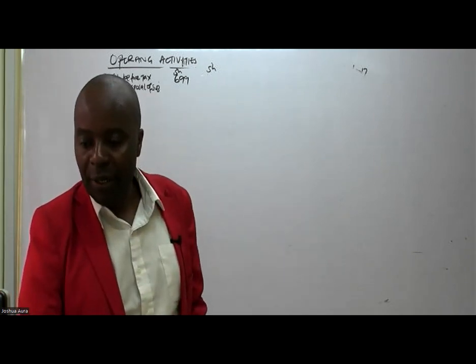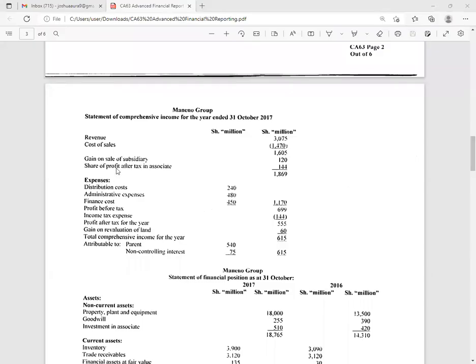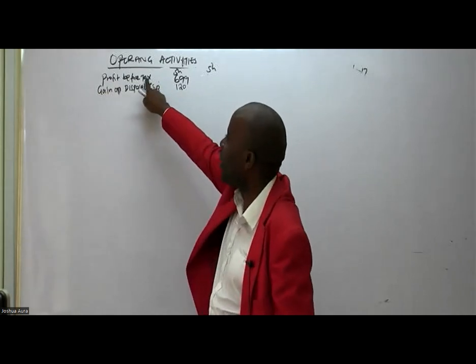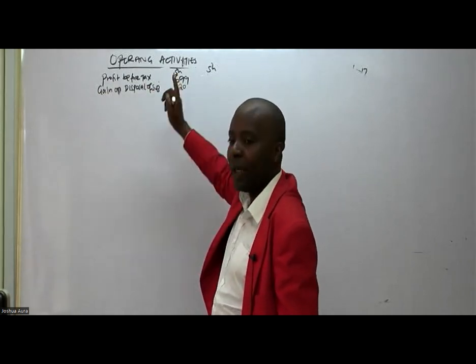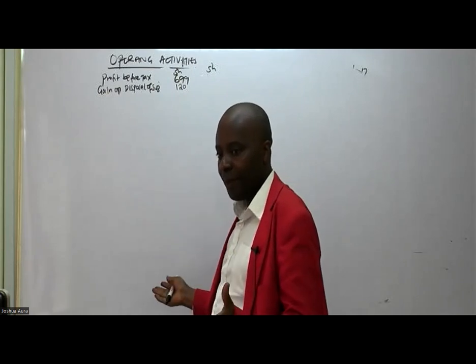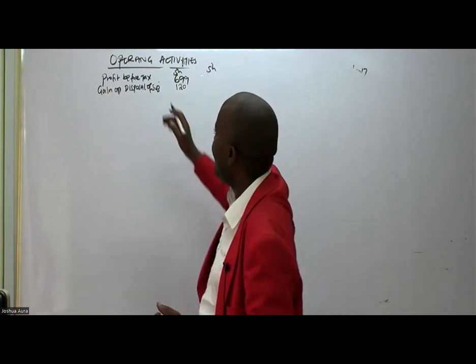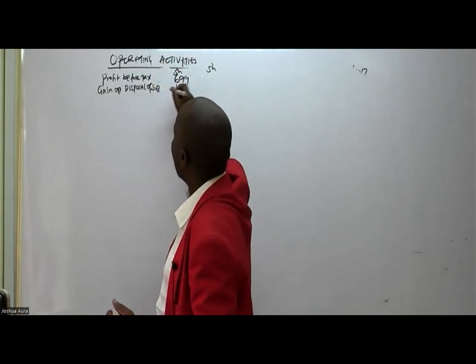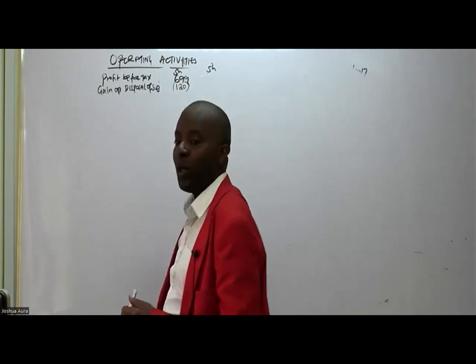So you're looking upwards, remember. The gain on sale of a subsidiary is 120. Now please move down. This gain was added when I was getting this figure, and it is included here. I would want to cancel it because it's not part of my operating activities. So to cancel it out, I need to subtract it.